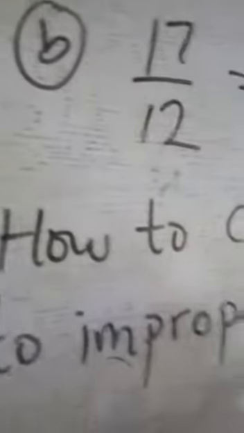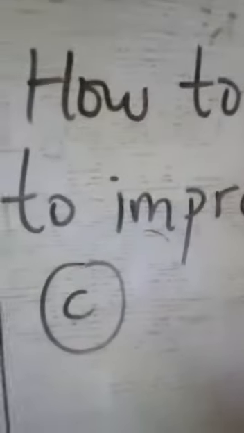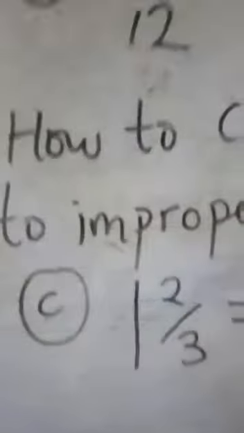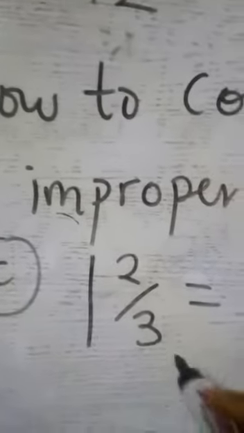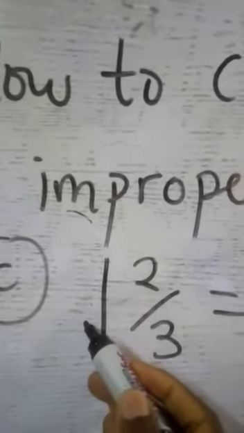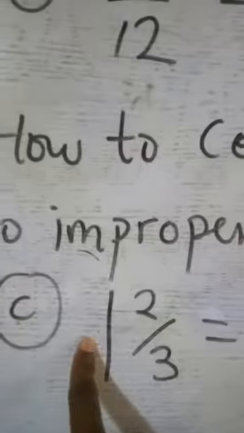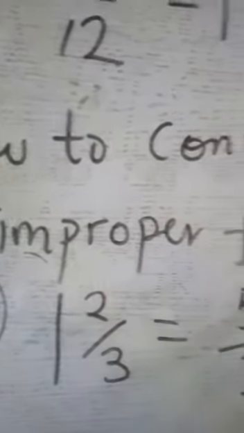Now I'll call it option C. So that is 1 whole number 2 all over 3 equal to, so how do I get my 5? What I'm going to do is very simple. 3 times 1, that is 3, plus 2, that gives me 5, still over 3. Let me repeat that. 3 times 1 is 3, plus the 2 up here, and that is 5 over 3.